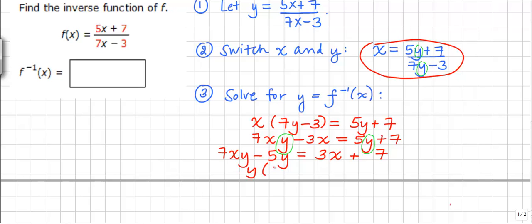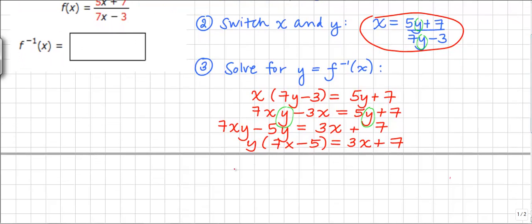Now we can factor out y to the first power, leaving us with y times 7x minus 5 equals 3x plus 7, or y equals 3x plus 7 divided by 7x minus 5. And once we're here, because we swapped x and y in step 2, we have the inverse function. And we could go ahead and put that in with the calc pad, which will let us type all of that in, like so.